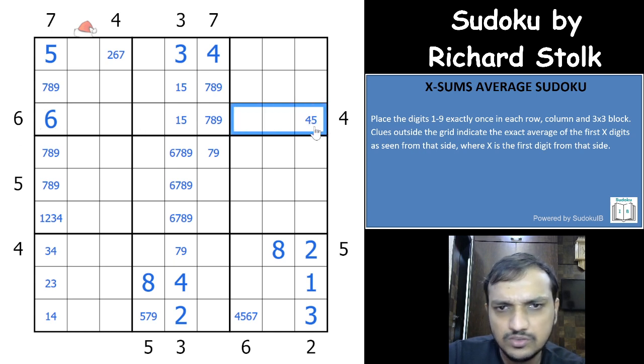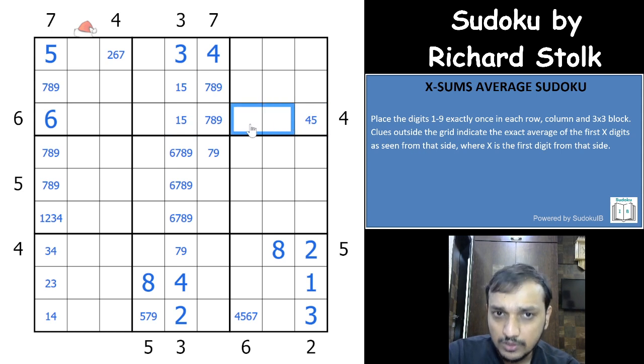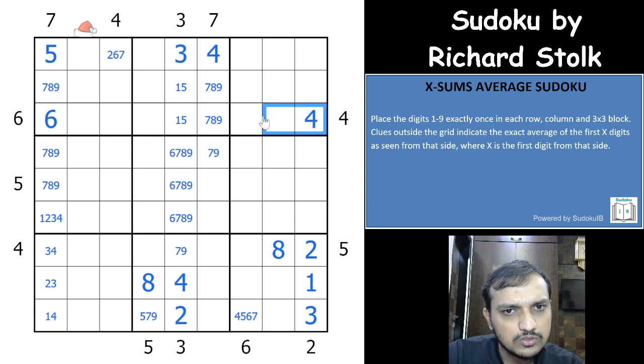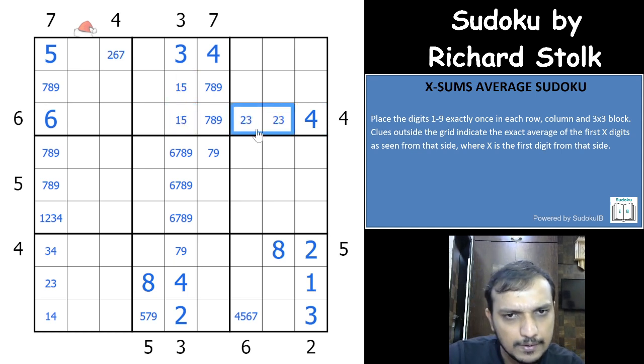If it is 4, sum of these 3 digits would have to be 9. If it is 5, this would have to be 1. It would have to be 1 and 3. So 5 is not possible. It is 4. Now this is either 2, 3 or 1, 5. 1, 5 is again ruled out because of this 5. This has to be 2, 3.